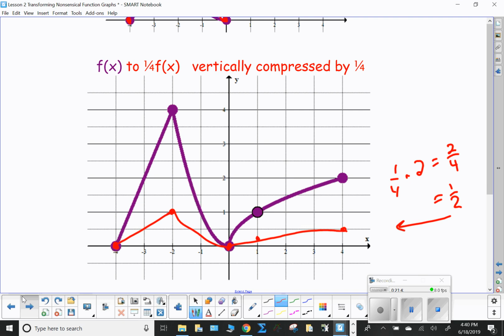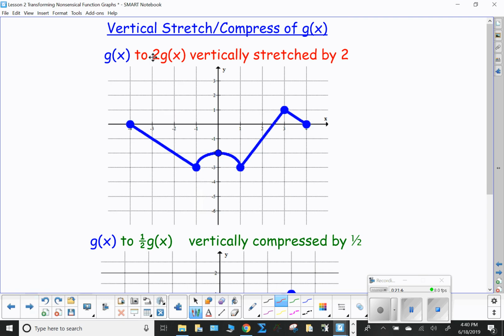What about the other one? Can we do the same thing to it? Well, remember, it's not always by 4. You could do it by anything. Here, we're going to stretch it by 2. It's on the outside, 2. The absolute value of 2 is 2, so it's bigger than 1, so we're vertically stretching.